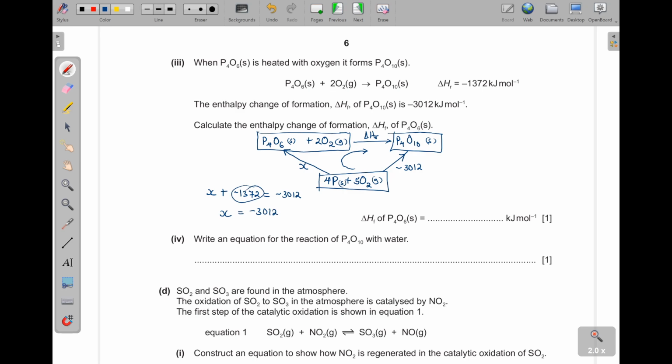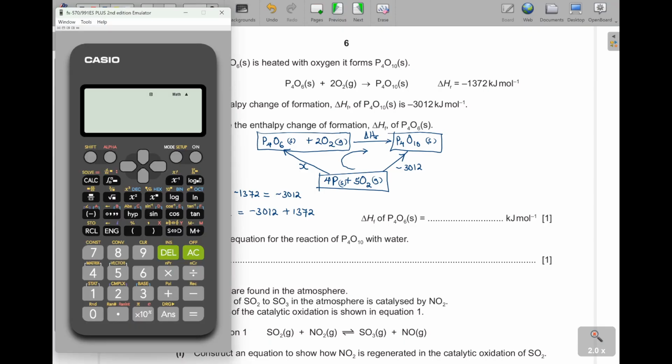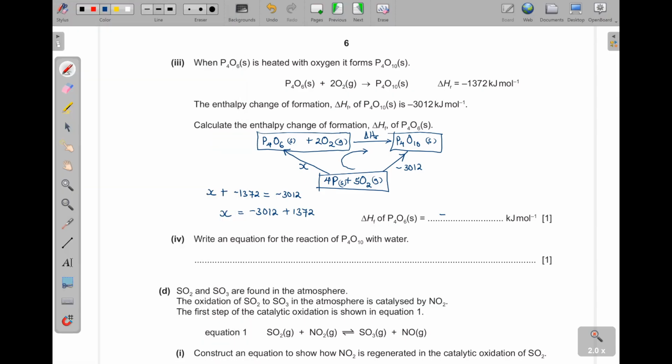So meaning X here is going to be equal to minus 3012. This one is a minus. When it crosses, it becomes a plus. So 1372. What do we get here? Negative 3012 plus 1372. We get negative 1640. Write an equation for the reaction of this one with water.